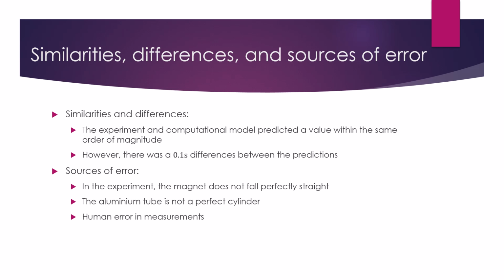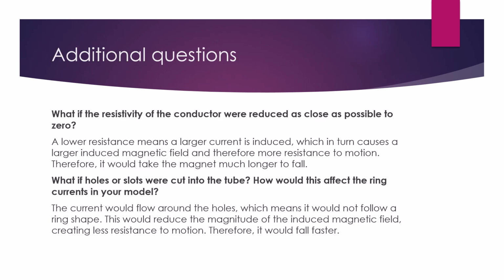Some sources of error include that in the experiment, the magnet does not fall perfectly straight, that the aluminum tube is not a perfect cylinder, and some human error in measurements. The first additional question is what if the resistivity of the conductor were reduced as close as possible to zero? The answer is that it would take the magnet longer to fall because a lower resistance means a larger current is induced, which in turn causes a larger magnetic field and therefore more resistance to motion.